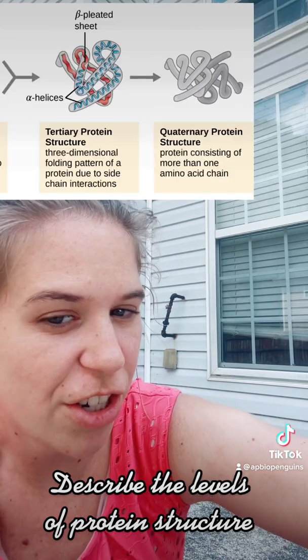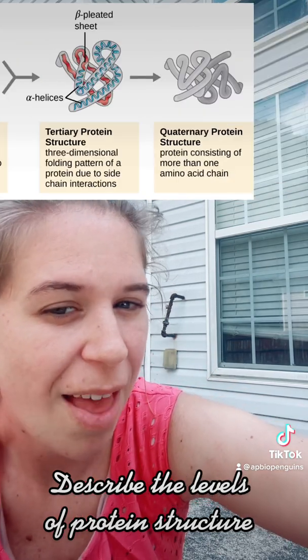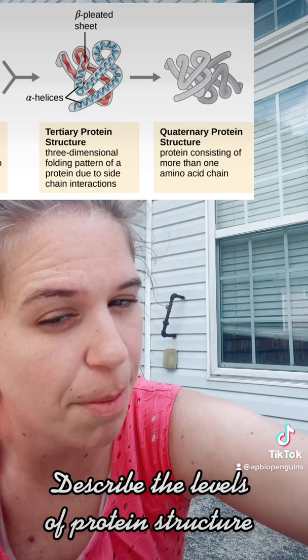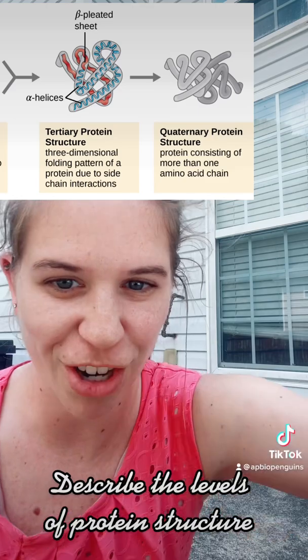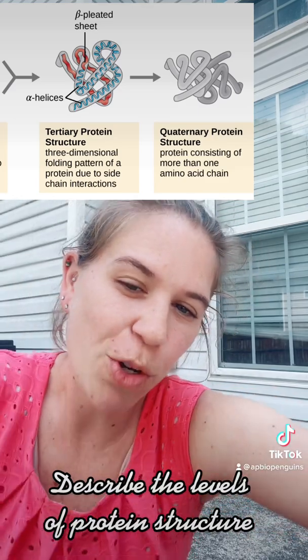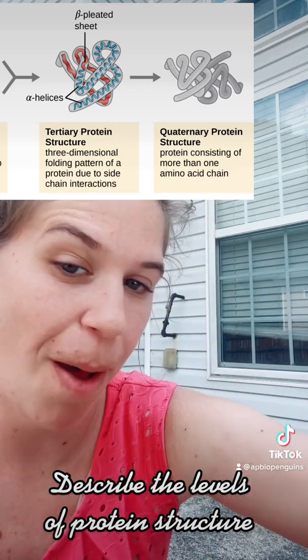Our tertiary structure has to do with the final 3-dimensional structure. This is the R groups interacting between the different amino acids. So that's where we get our final 3-dimensional structure. And the quaternary structure is going to be the R groups interacting between different polypeptides.